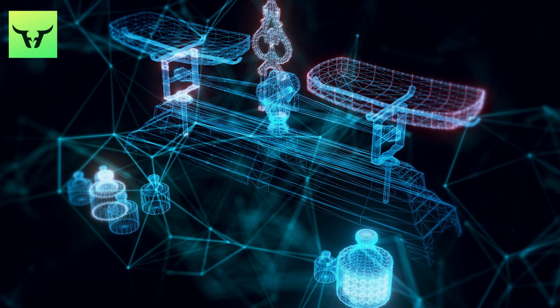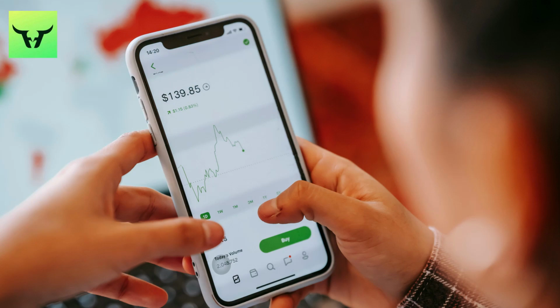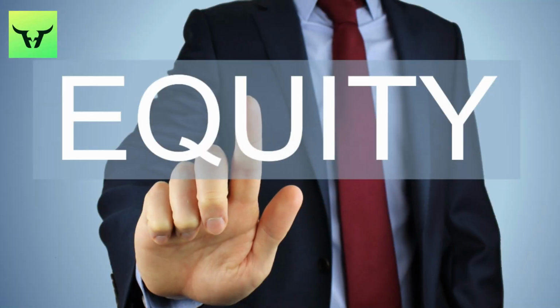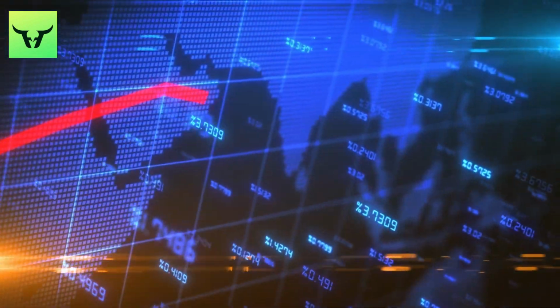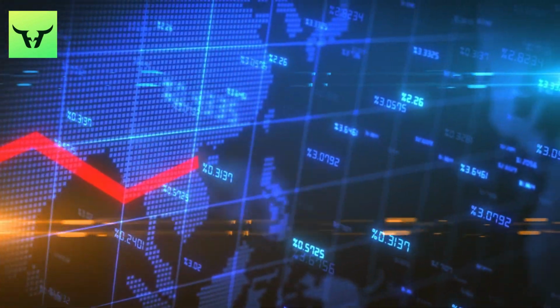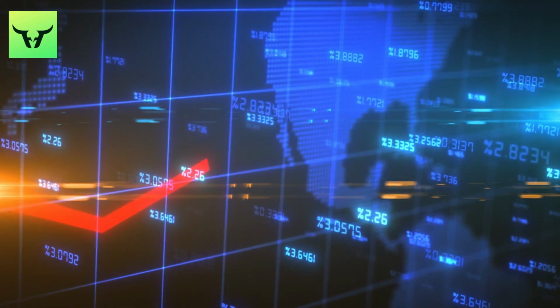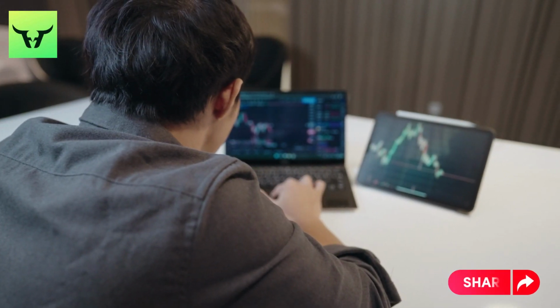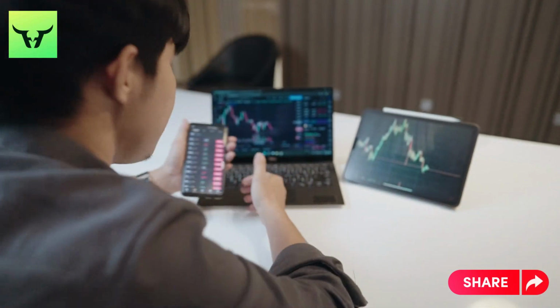Understanding the difference. Your balance may appear large, but your equity reflects the actual amount of money you have right now because it includes profits or losses from open trades. It is possible to have a large balance but just a little equity. This happens when your open trades have significant unrealized losses.